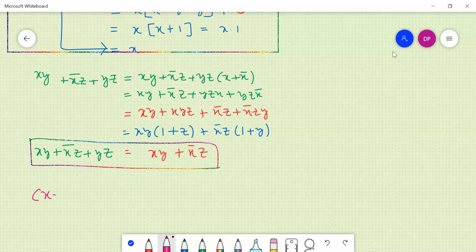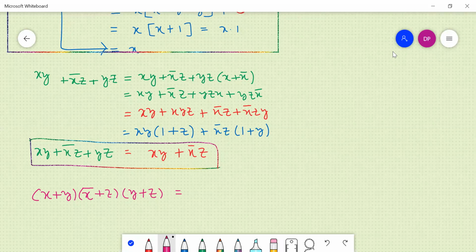X plus x or with y, and with x complement or with z, y or with z. What will be the answer? X plus Y dot X bar Z, X bar plus Z, sir.